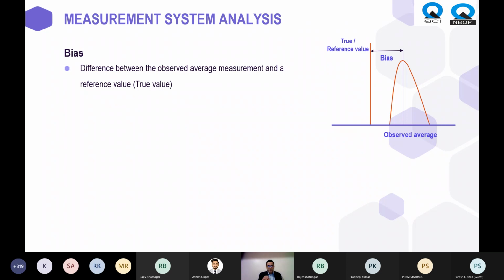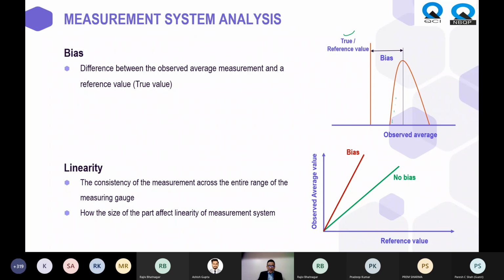The next element of MSA is bias. Bias is also sometimes termed as accuracy. It talks about my true value, which I talked about. This is my true value, and these are my observed values in this graph. The difference between the observed average measurement and the reference value is termed bias. When I talk about MSA, any measurement system should have the least bias. Otherwise, there will be some gap in the measurement system and it won't be able to capture my exact process variation. So it should be minimal. But again, it's important to understand what bias is and how bias looks in my system.